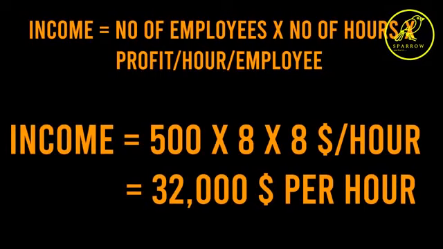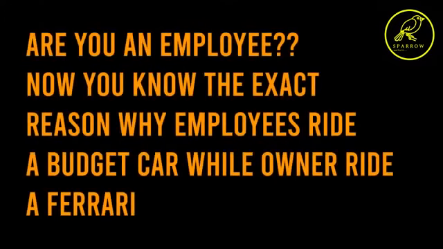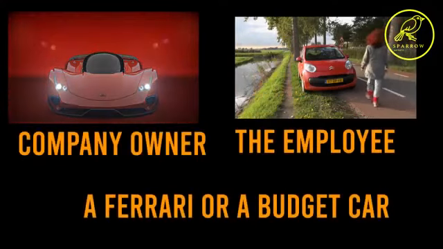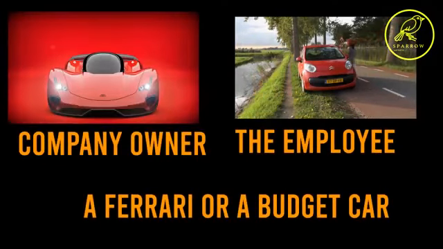Let's talk with an example where a company runs with 500 employees. Each employee works 8 hours a day and each employee brings $10 revenue to the company from their work in each hour. The income of the company owner equals 500 times 8 times $8 equals $32,000, the net revenue. So, if you are an employee of a company, now you know the exact reason why you ride a budget car or maybe a motorbike while the chairman of the company rides a brand new Ferrari or Porsche.